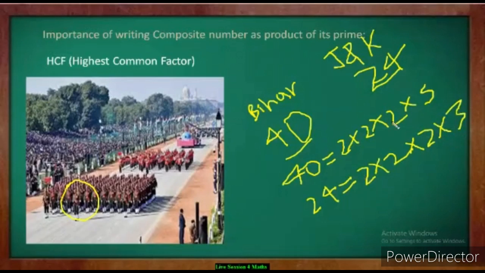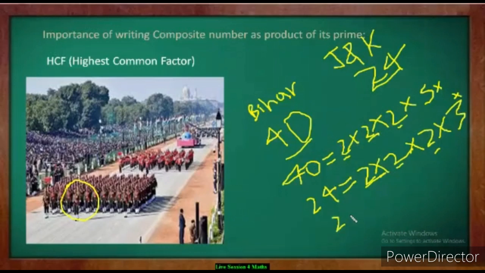Now here in these two prime factorizations you will see which prime factors are common. 2 is common here. This 2 is common, this 2 is common, this 2 is common. So what is not common? 5 and 3 are different, so that is not common. We will not take 5 and 3. All the prime factors which are common will give us the highest common factor.